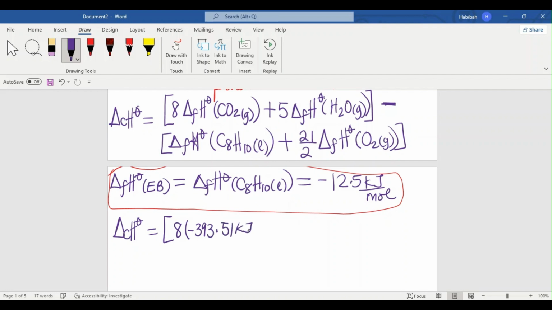Looking at the textbook, I see that the standard enthalpy of formation for CO2 is negative 393.51 kilojoule per mole. So I'm substituting. This is where I am right now. That is the standard enthalpy of formation for CO2 gas, plus 5 times the standard enthalpy of H2O gas. I'm right here now.